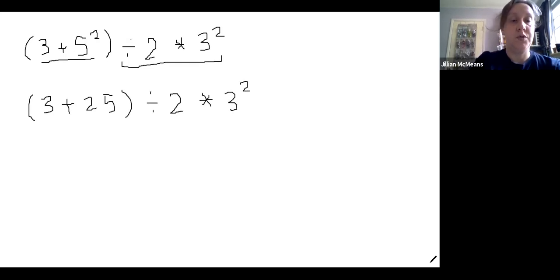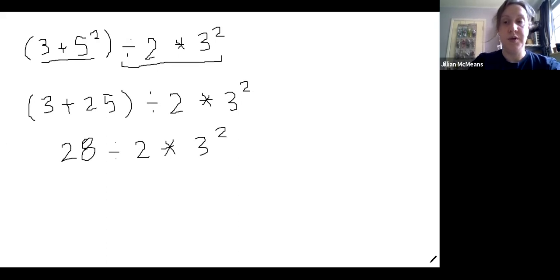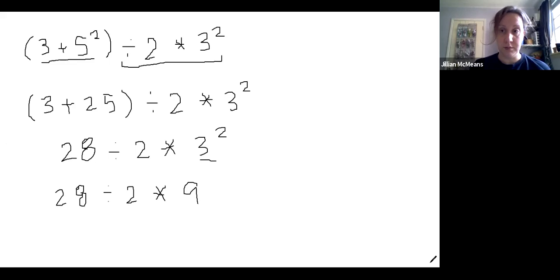All right, so 3 plus 25 is still inside parentheses, so I'm going to go ahead and add. Once I completely finish what's inside parentheses, I can just drop the parentheses. So I get 28 divided by 2 times 3 squared. Now, the next step in the order of operations, once you take care of everything inside your grouping symbols, in this case parentheses, is to take care of your exponents, okay? So I get 28 divided by 2 times 9. 3 squared is really just 3 times 3, or 9.